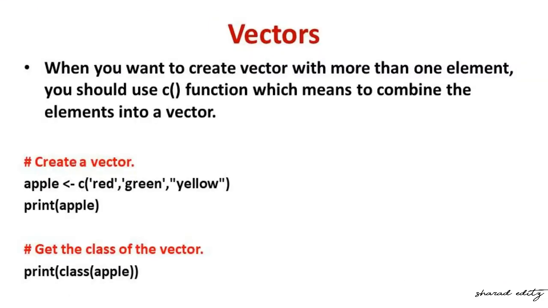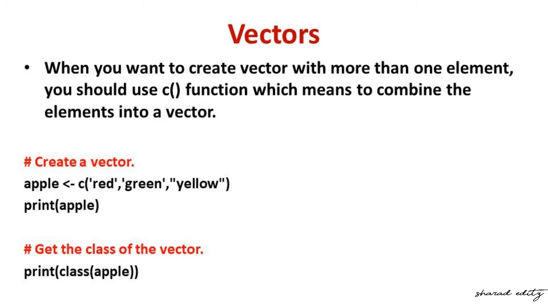To check the class of the vector, we will type print and in the brackets we will write class(apple). So when we execute the above code, it produces the following output. In the output we will get character. So it belongs to the category character.